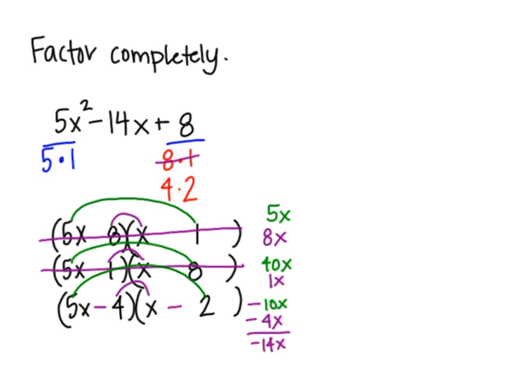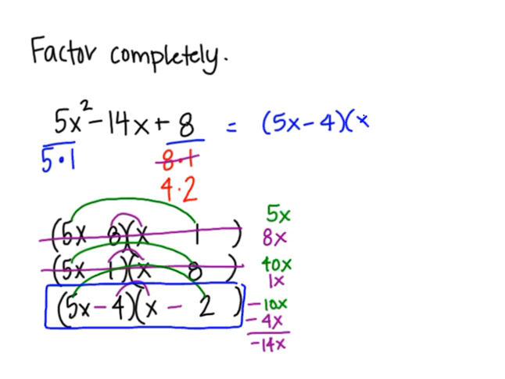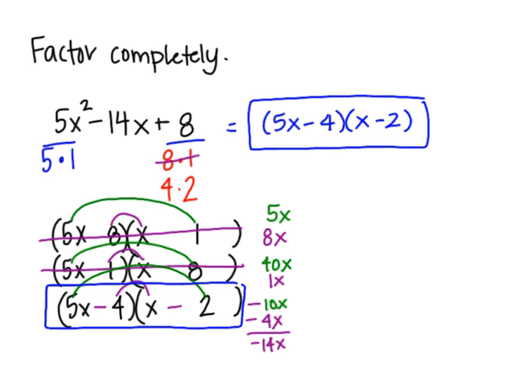So your answer for this particular problem would be 5x minus 4 times x minus 2. Remember, you can always FOIL out your answer to check it.